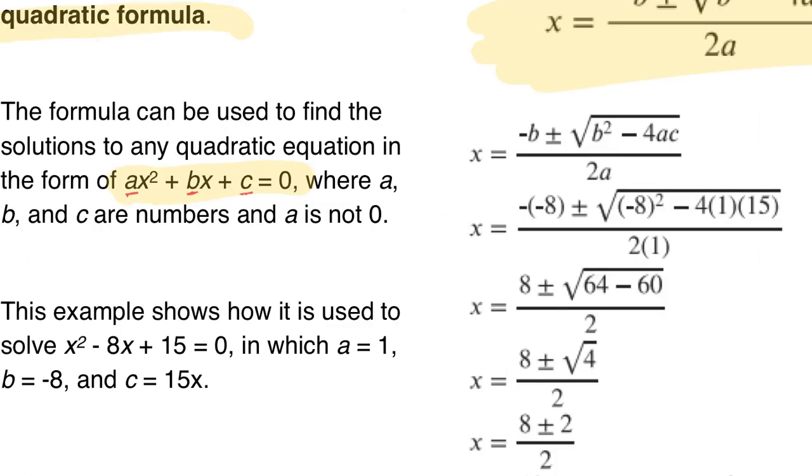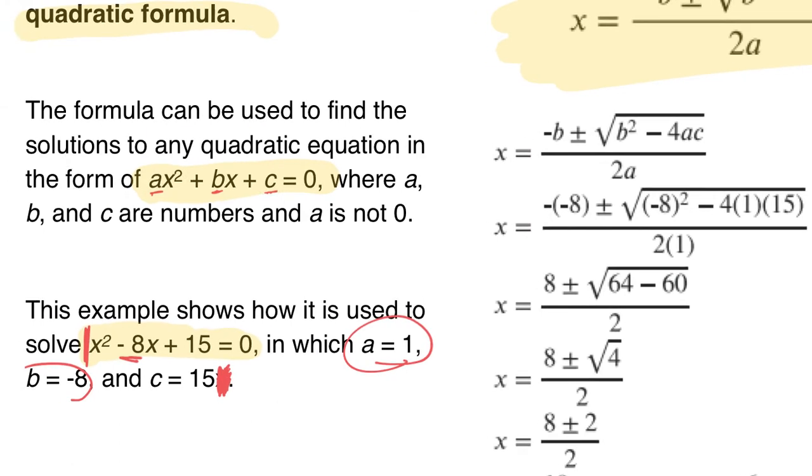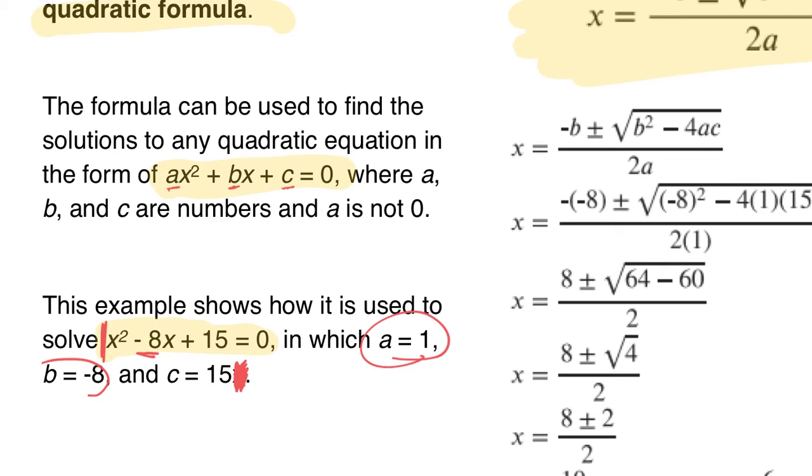So the example in your book is going to be showing you x squared minus 8x plus 15. And they tell you that a is 1 because in front of this x squared there's really a 1. B is negative 8, we can see that right there. And c is going to be 15. I don't know why this says 15x, it should just be 15. So the easiest thing to do is always write your quadratic formula and then start filling in the pieces.